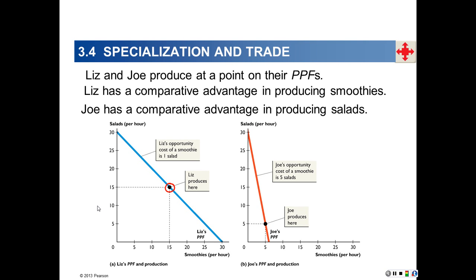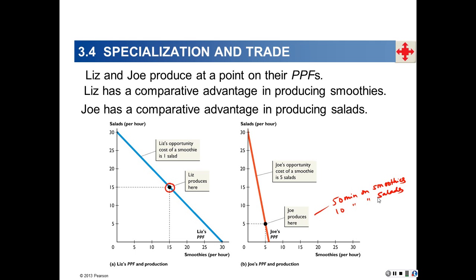Now, Joe, on the other hand, we assume, produces here. Now, what's his division of time like? He's spending the bulk of his time, 50 minutes, on smoothies. It takes him 10 minutes to make a smoothie, remember? Right? And he's spending only 10 minutes on salads. This is how he chooses to divide his time. He's producing, therefore, 5 smoothies and 5 salads.